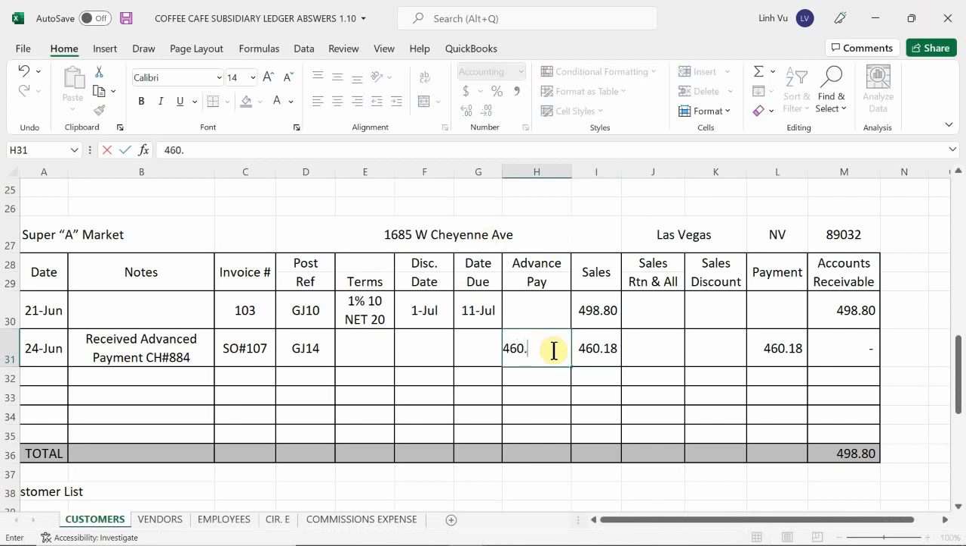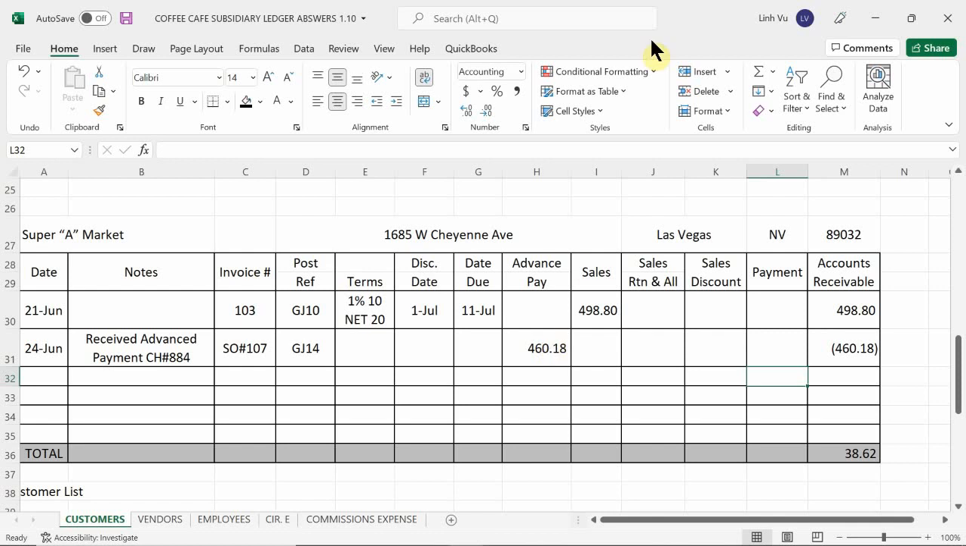So 460.18, and let's say we didn't have any payments. Therefore, this will still have the same effect on that. Okay? Yes.